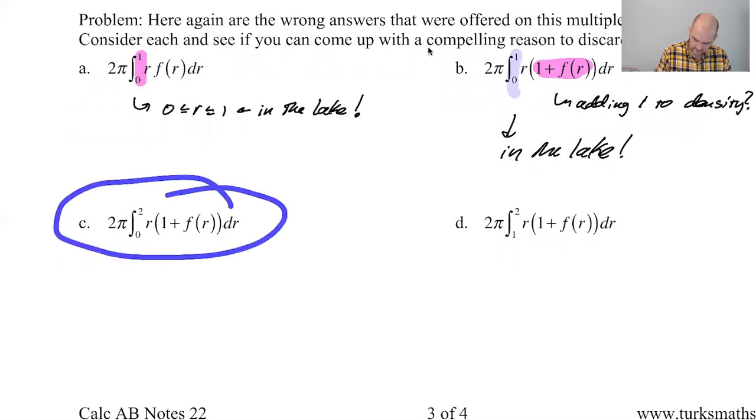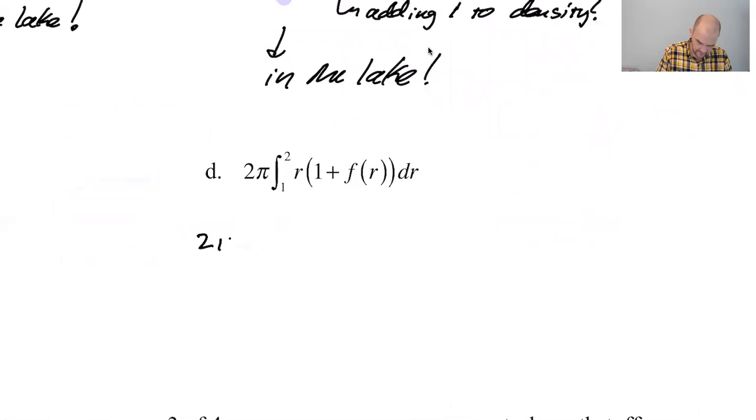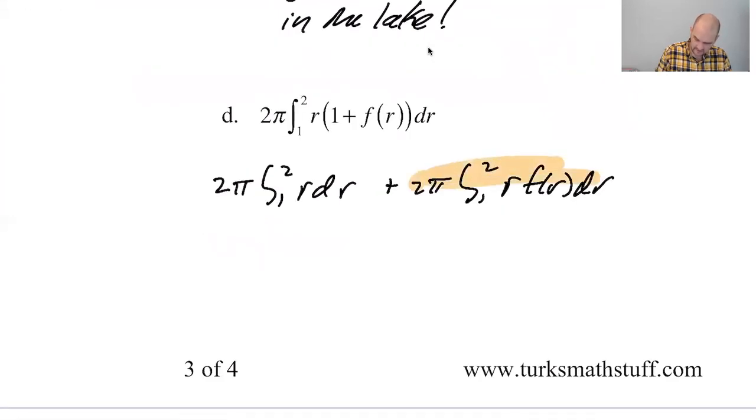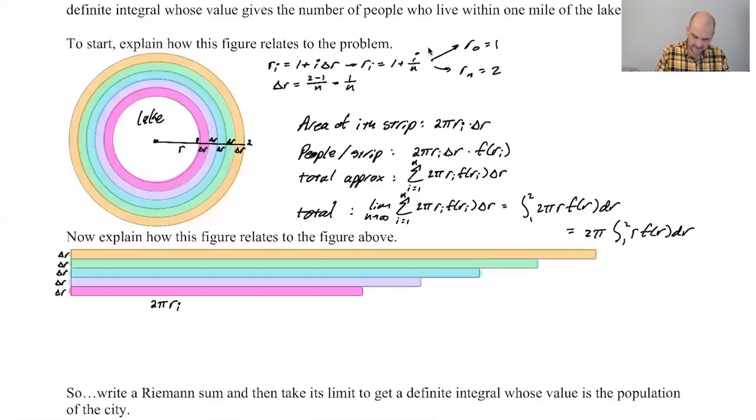This is a combination of all the wrong things. And then this one, at least your bounds are right, but you're still adding 1 to the density. And I don't know why you would think you're doing that. And also if you continue the logic of this, 2 pi integral from 1 to 2 of r dr plus 2 pi integral from 1 to 2 of r f of r dr. It's like this had the right answer, but then this is going to be people. This is people. No, this is miles, and this is miles. So you're just adding a mile squared. You're taking people and adding miles squared to it, like area. Sometimes the logic of the wrong answer is really hard to work out, but the right answer.